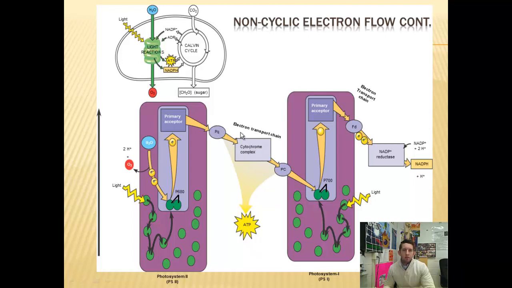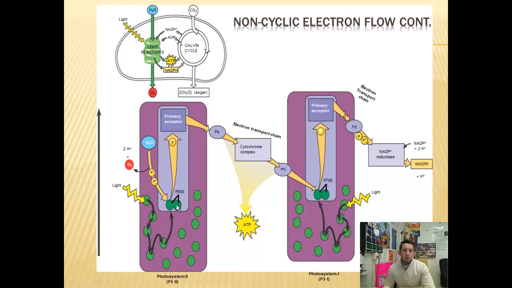Remember, as electrons are being passed, it's going down a gradient. Energy is being lost, but it is utilized. We'll talk about that. Plastoquinone to cytochrome, cytochrome to another protein called plastocyanin, and finally plastocyanin passes that electron right back here to replace the electron that was lost, and now photosystem 1 is recharged. So photosystem 1's happy, it's been recharged.